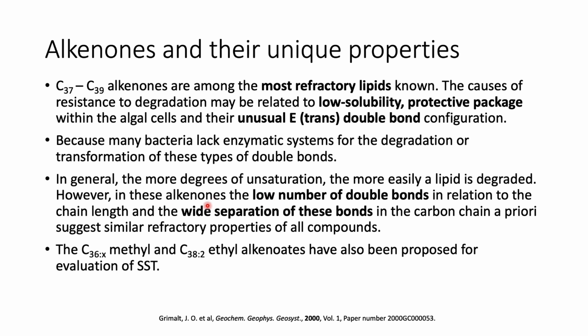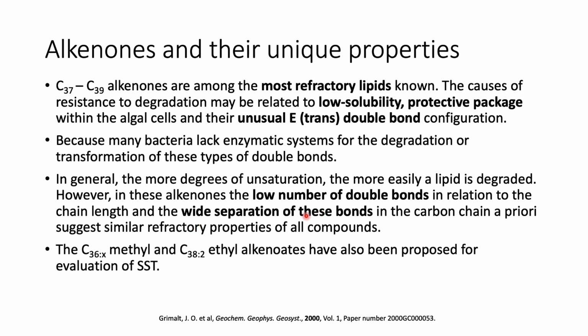But in the case of alkenones, the low number of double bonds in relation to the chain length and the wide separation of the double bonds, that is what we say, 8, 15, 22 and 29 are the positions, like 5 or 6 carbons are in between them.